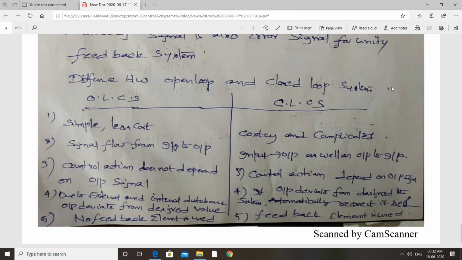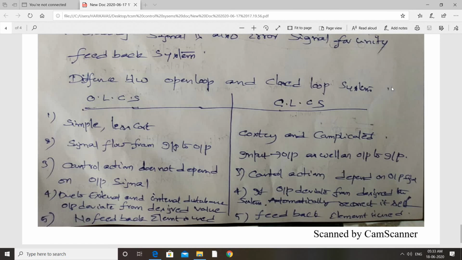The second chapter is the analysis of control systems by time domain analysis and frequency domain analysis. In this topic, we will analyze existing control systems, in both the time domain and the frequency domain, that is, time response analysis and frequency response analysis.